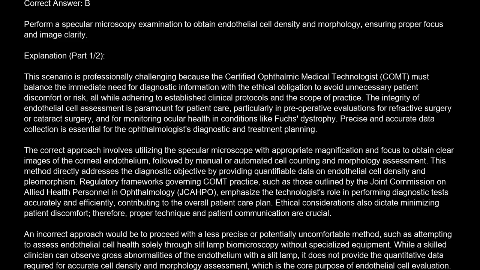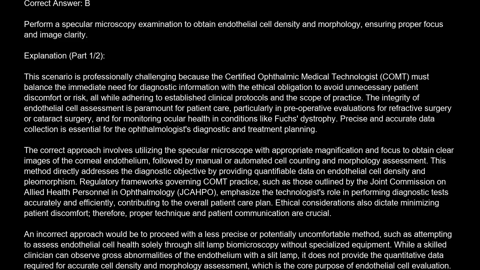Precise and accurate data collection is essential for the ophthalmologist's diagnostic and treatment planning. The correct approach involves utilizing the specular microscope with appropriate magnification and focus to obtain clear images of the corneal endothelium, followed by manual or automated cell counting and morphology assessment. This method directly addresses the diagnostic objective by providing quantifiable data on endothelial cell density and pleomorphism.